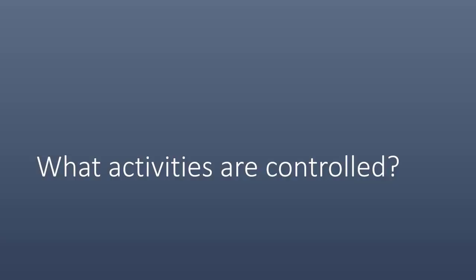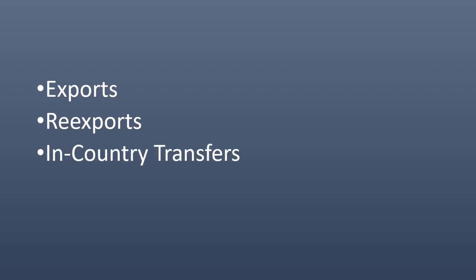Now that we've talked about what things are controlled under the export regulations, let's talk about what activities are controlled. Both the EAR and the ITAR are primarily focused on three activities: exports, re-exports, and in-country transfers. Let's dig into how each of these activities is defined.